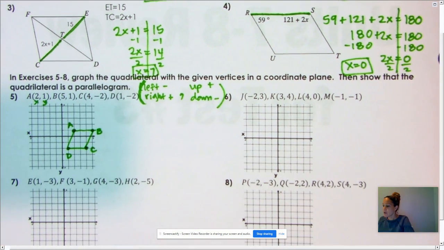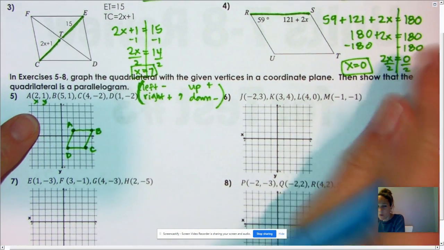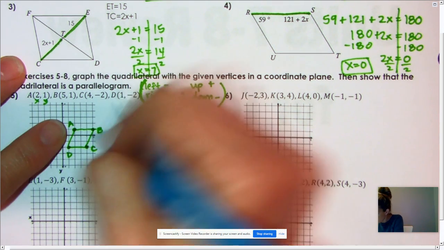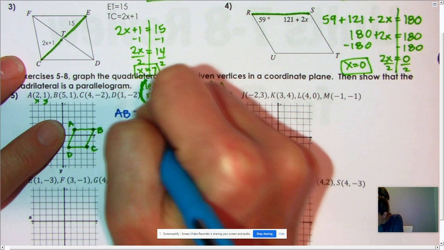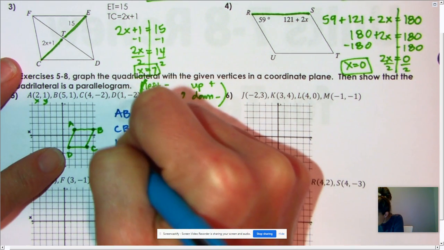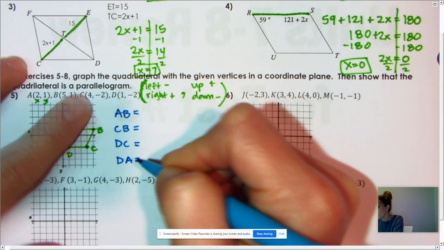Okay, and so if I want to show that it's a parallelogram, I want to find the slope of all 4 sides, and I want to show that opposite sides are parallel to each other. So I'm going to find from A to B, I'm going to go from C to B, I'm going to go from D to C, and I'm going to go from D to A. So we want to do all 4 sides.